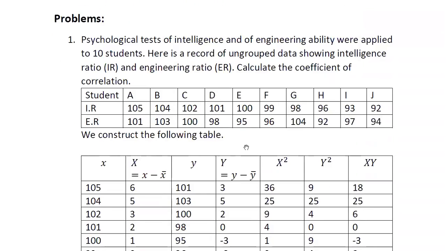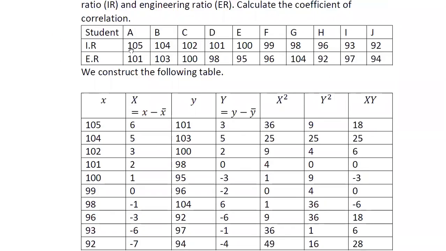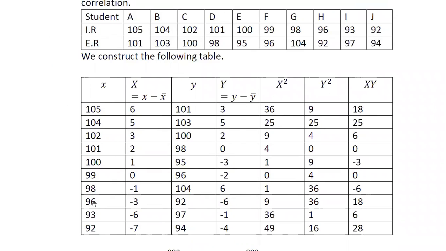So let's take the given set of values, that is IR values as x and ER values as y. These are all the values taken by x here and these are all the values taken by y. So we calculate the value of capital X. Capital X is equal to x minus x bar.